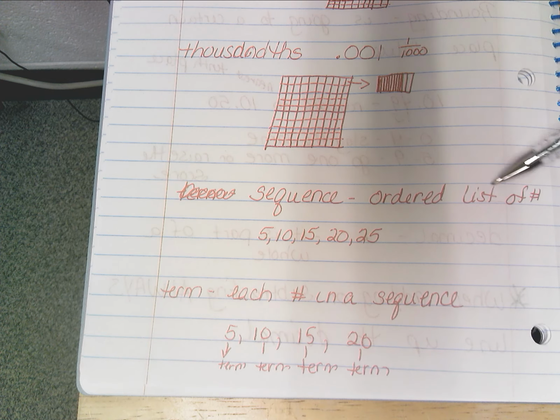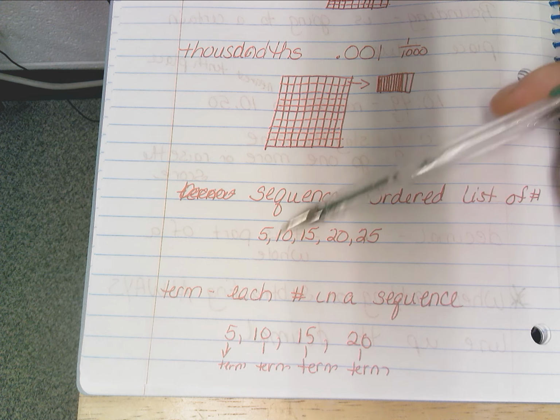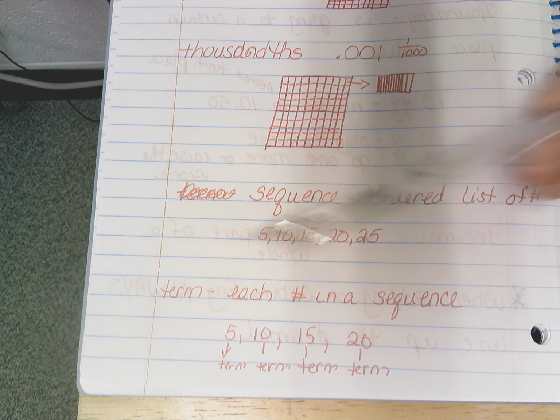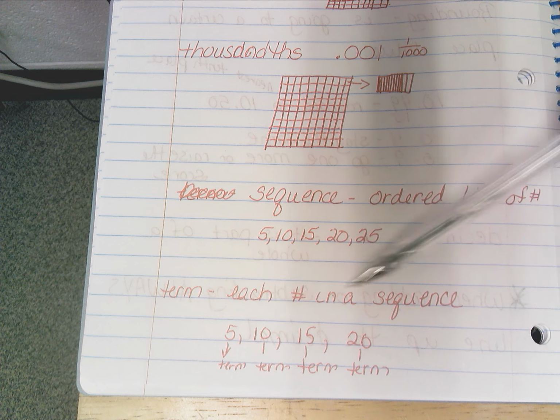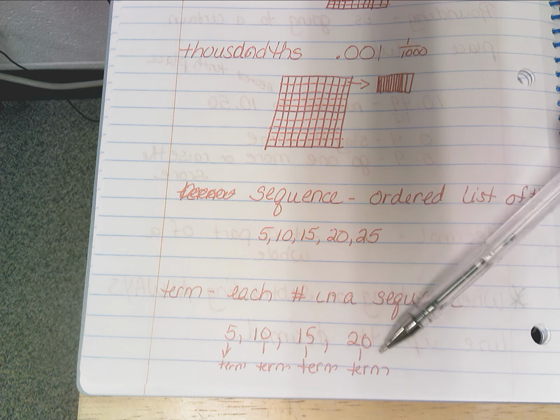Sequence, an ordered list of numbers: 5, 10, 15, 20, 25. And a term is each number in a sequence. So 5 is a term, 10 is a term, 15 is a term, and 20 is a term. Those are your notes for that unit.